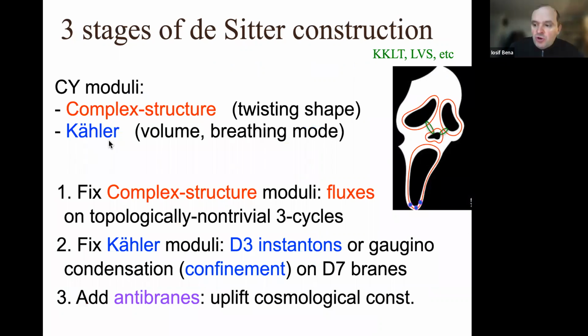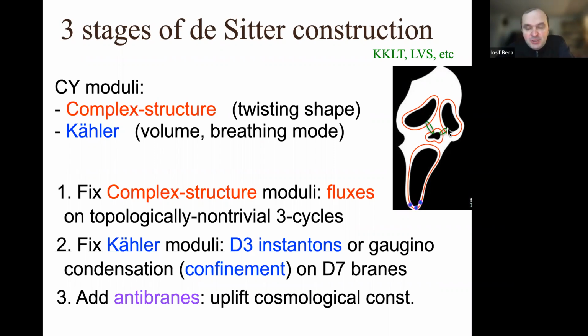Now, what's really happening, if you look more carefully in these constructions, is that there are three stages. The first stage is fixing the complex structure moduli, which are the twisting shapes of this Calabi-Yau. Then you have the Kähler moduli, which are the overall volume and some other breathing modes. The complex structure moduli are fixed by putting fluxes on the 3-cycles. Again, this is an example: all these things in the picture are 3-cycles, and I'm putting flux on all of them. The Kähler moduli are fixed either by D3 instantons or by gaugino condensation on the 7-branes, and that's a non-perturbative effect, but this is what you need to fix the Kähler moduli. And then the last step is to add the anti-branes, again, to uplift the cosmological constant.